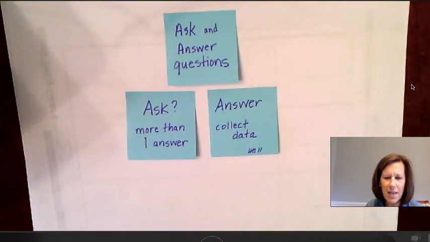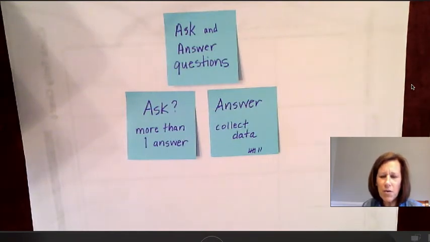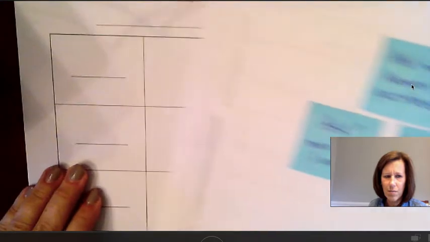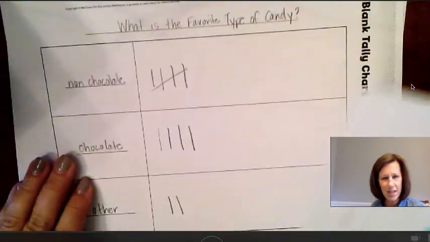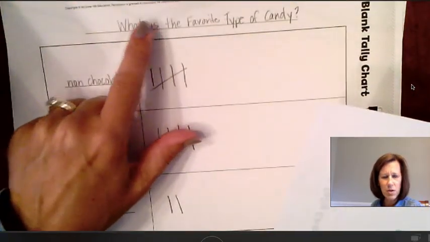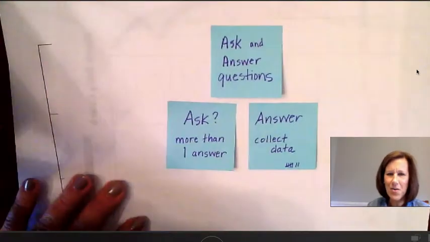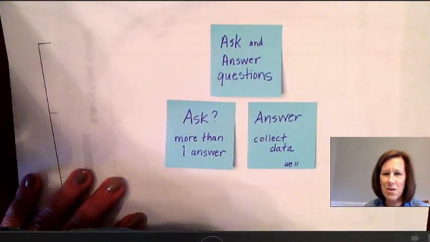So today, mathematicians, you're going to think of a question that has more than one answer, and then collect the data by putting it on a sheet like this. Don't forget your question, your labels, and your tallies. Okay, can't wait to see the results. Off you go.